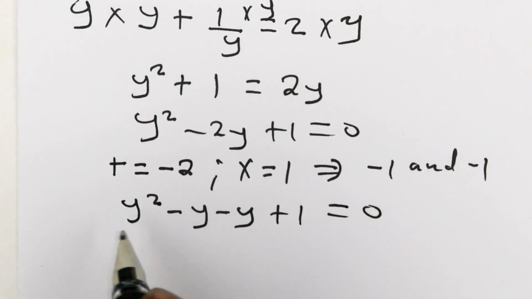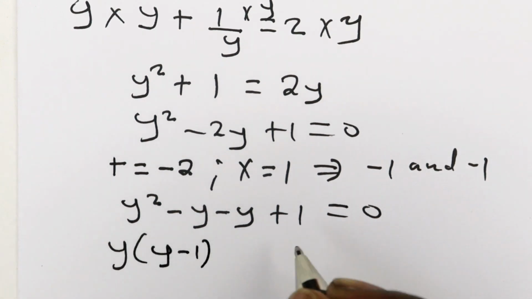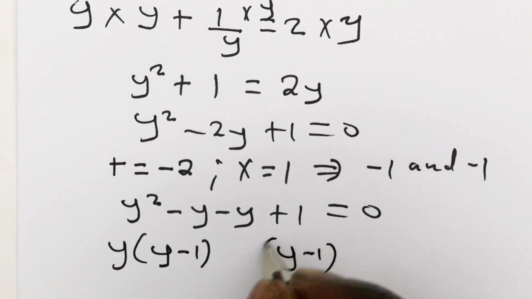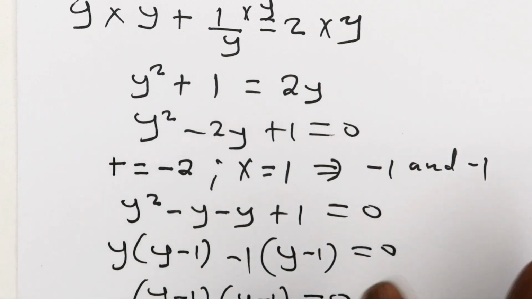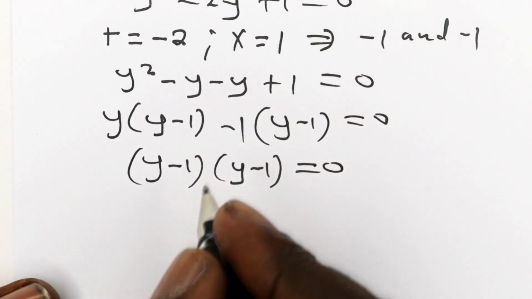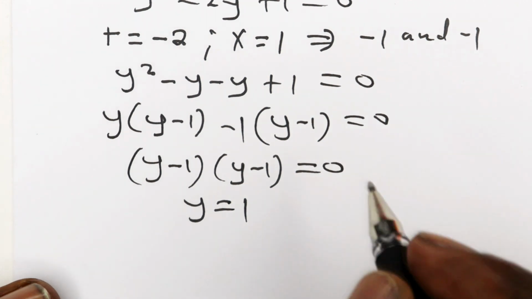If that is the case, then the common factor here is y. So you have y times y minus 1, and you expect y minus 1 this side, and you have a positive 1. It means you multiply negative 1 by negative 1. So what you have is y minus 1 times y minus 1, and that's equal to 0, meaning that y is equal to 1.